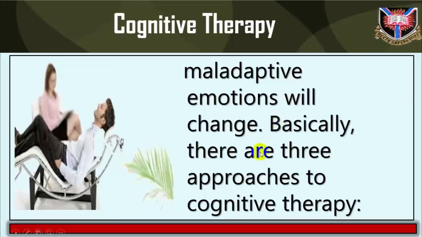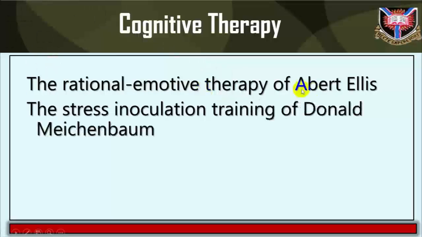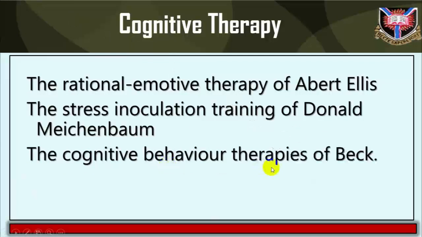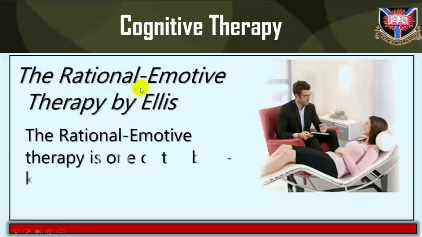Basically, there are 3 approaches to cognitive therapy. 1. The rational emotive therapy of Albert Ellis. 2. The stress inoculation training of Donald Meichenbaum. 3. The cognitive behavior therapies of Beck. The rational emotive therapy by Ellis.